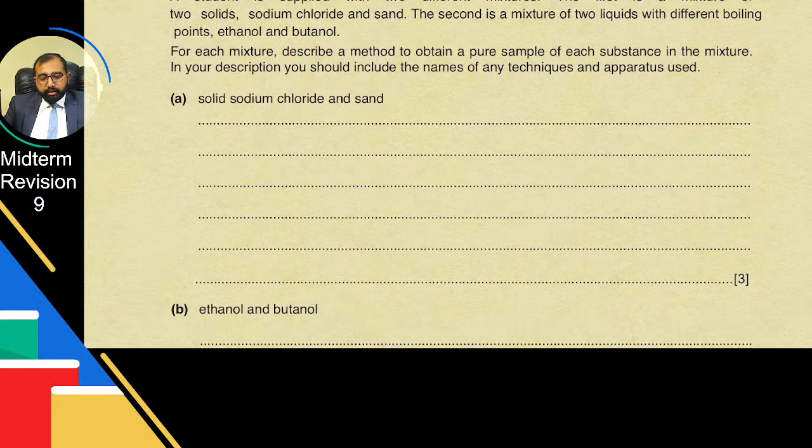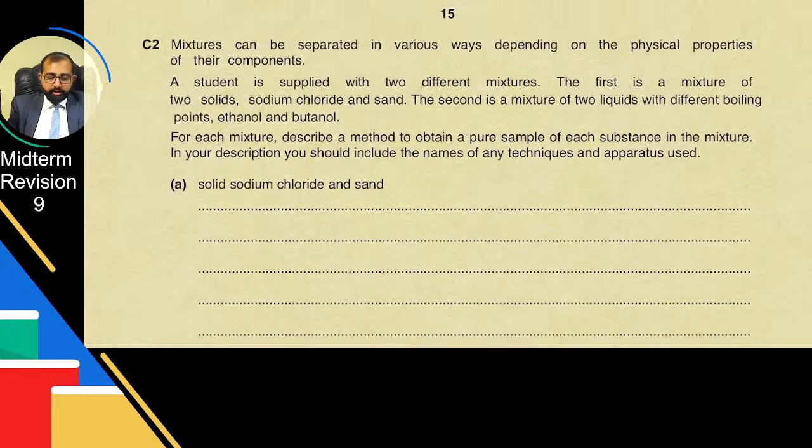Mixtures can be separated in various ways depending on the physical properties. A student is supplied with two different mixtures. The first is a mixture of two solids, sodium chloride and sand. Clearly, sodium chloride is soluble, sand is insoluble. The second is a mixture of two liquids with different boiling points, ethanol and butanol.